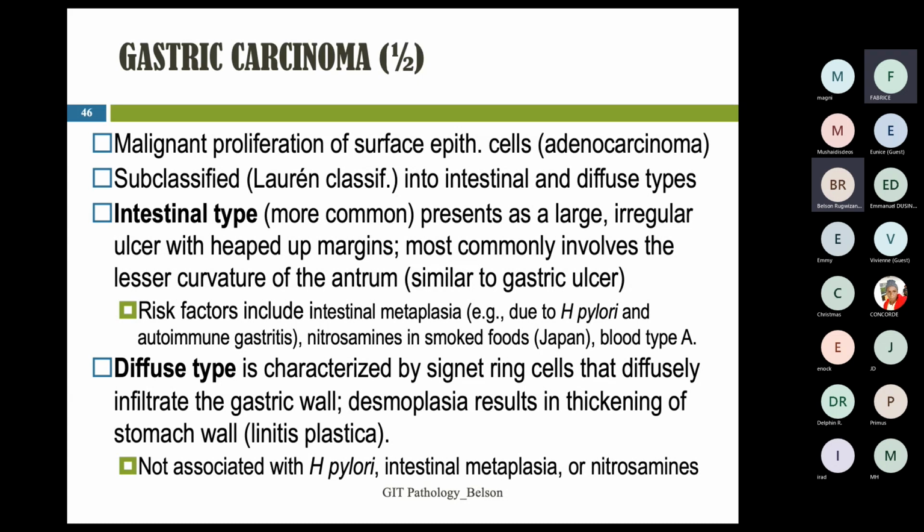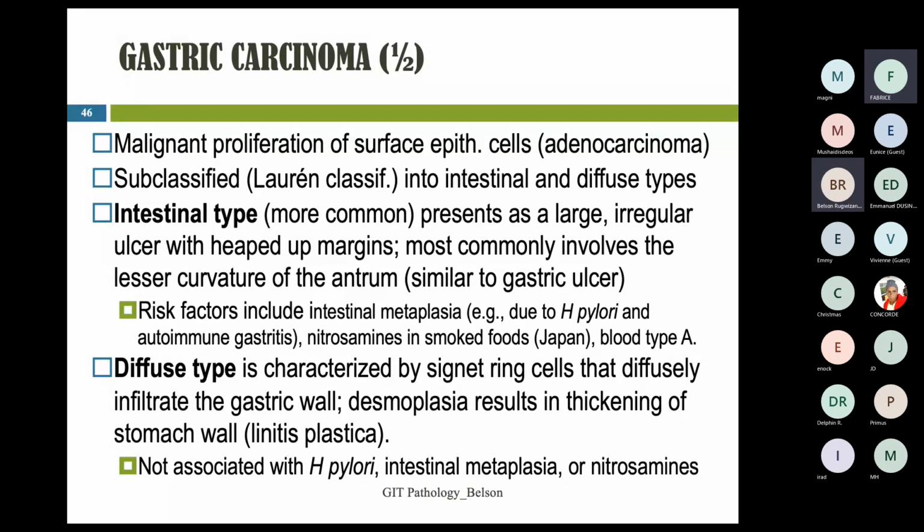Ikindi nuko cancer ikunda kugaragara ku bantu bafite amaraso y'ubwoko bwa A. So blood group A, they have a higher risk of developing this. So the connection is not well known, but it is just a fact they saw.